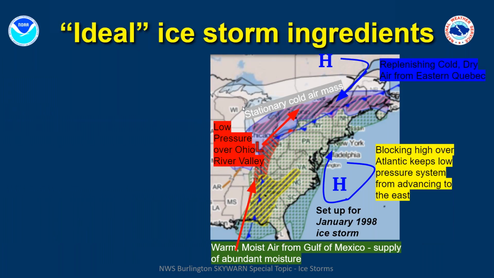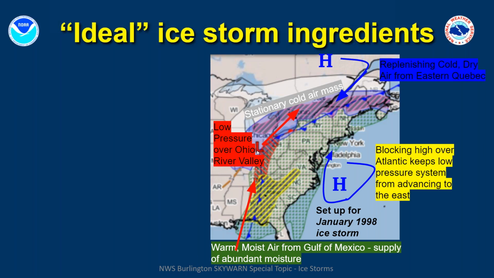Now, if we look at the example of what we want to see for an ice storm, here are some factors. So on the top, you can see in blue, we want to see cold air from Canada. Basically, it has to be a high pressure system that supplies sufficient cold air into our region in the North Country. Simultaneously, we have a surge of warm, moist air from the Gulf of Mexico that would supply a tremendous amount of moisture to our area.